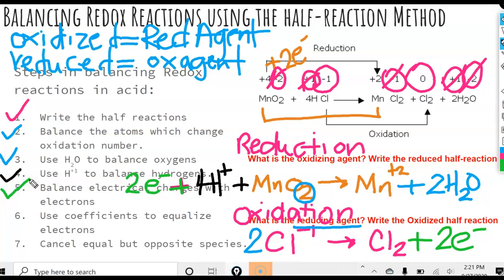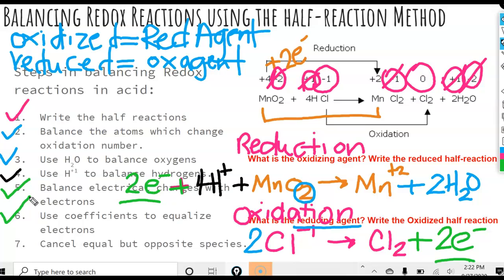All right. Number 6, if my number of electrons on the reactant and the product side, from the reduction half reaction as compared to the oxidation half reaction, do not match, I'm going to have to use coefficients as multipliers to get my electrons to balance. Right now I don't have to worry about that because my electrons are the same number, so I'm good to go. And now I get to do my favorite thing of all, which is canceling equal but opposite species.